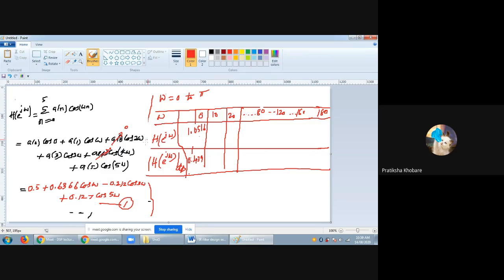If I take omega equals to 10... Excuse me, sir. Can you tell once again how to calculate in dB? So it is 20 log. So here we have the value. सो फार्मूला क्या है आपका? मैग्नीट्यूड h of e power j omega in dB is equals to 20 log of this value h of e power j omega.